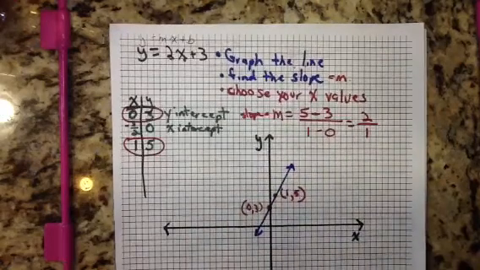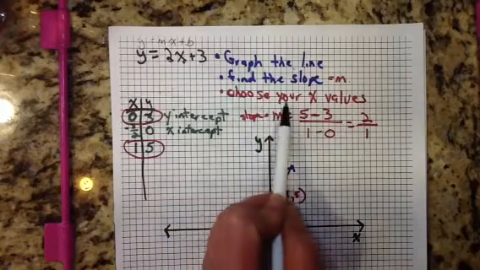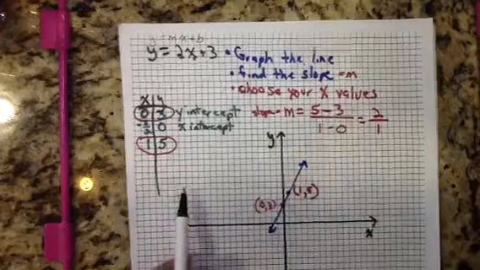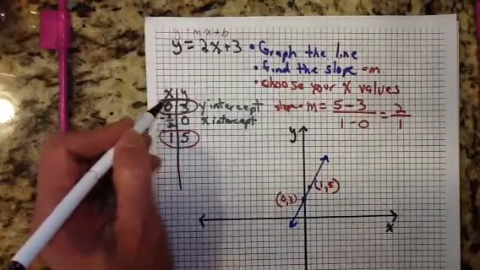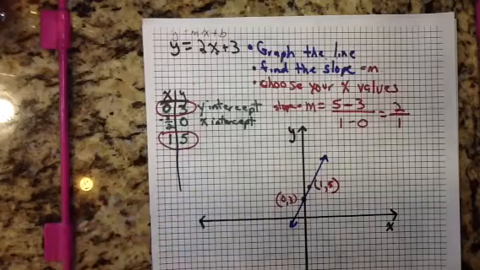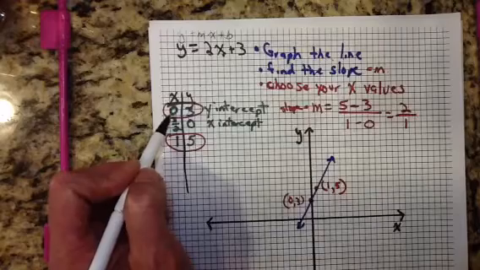So, in order to graph the line, you're going to choose your own x values. That's how you graph the line. So, I like to set up a little t like this, and I just start plugging in my x values.